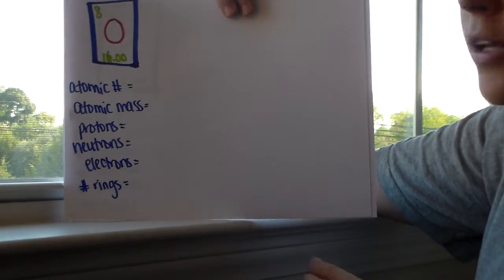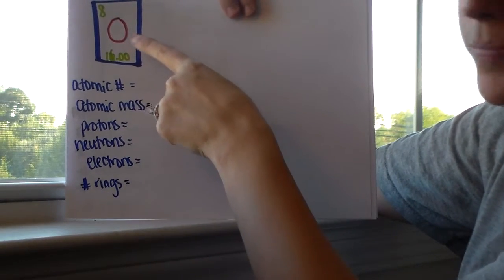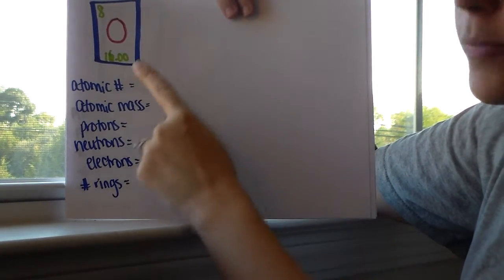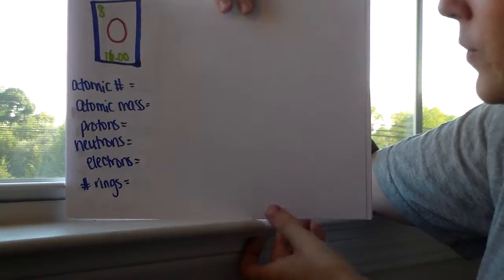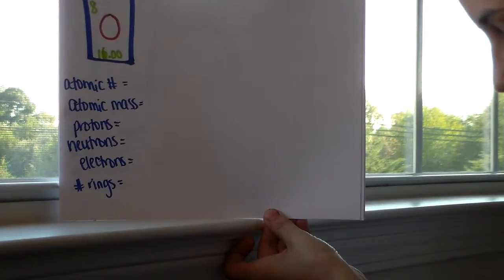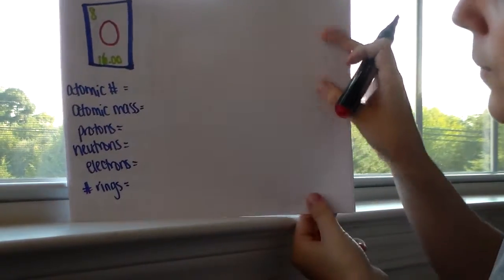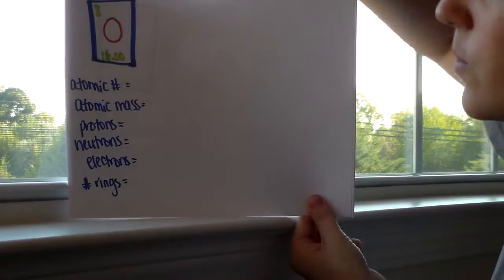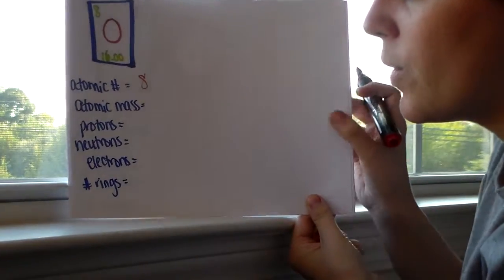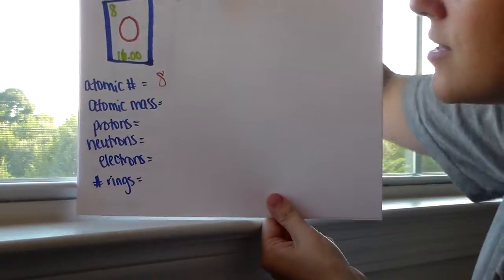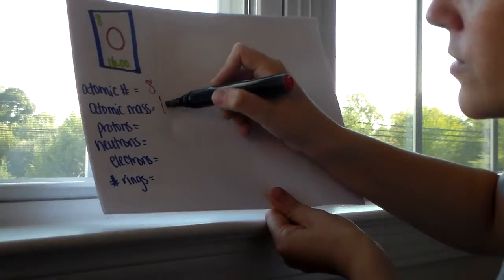Okay, so first, let's do an example. I'm going to use oxygen. What you need to be able to do is get information off of the block on the periodic table to then help you draw it. So, your atomic number is going to be the number that doesn't have decimals. So the atomic number of oxygen is going to be 8. Your atomic mass is going to be the one that has decimals. So oxygen is 16.00.